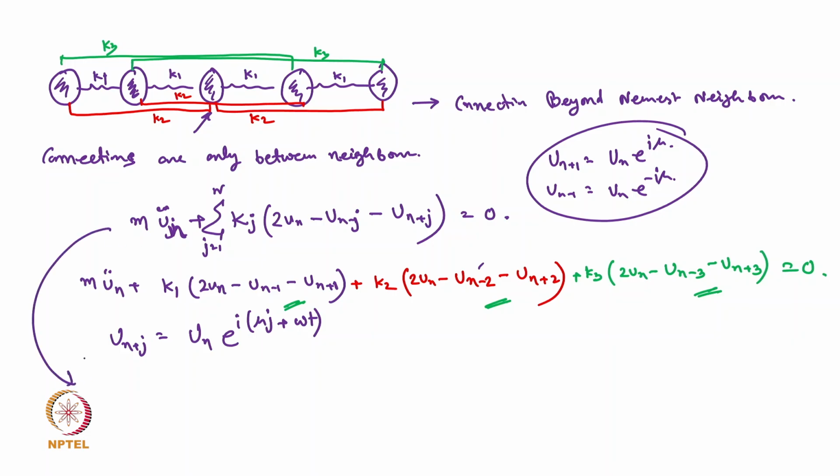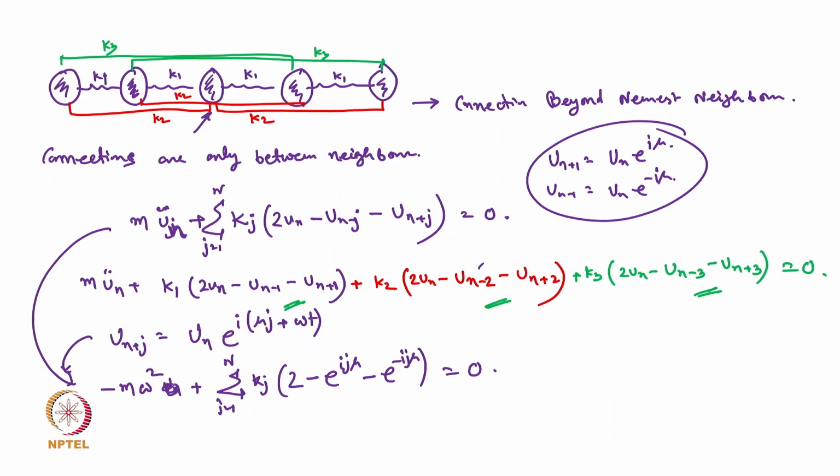If I substitute this full thing into the equation, I get minus m omega square un plus the summation of j equal to 1 to n of kj into 2 minus e to the power of i j mu minus e to the power of minus i j mu, multiplied with un, and that is equal to 0. So now what is my dispersion relation? It comes as m omega square equals the summation of j equal to 1 to n of kj, 2 can go, into 1 minus cos j mu, which should be equal to 0.